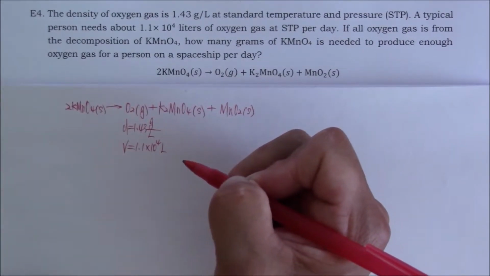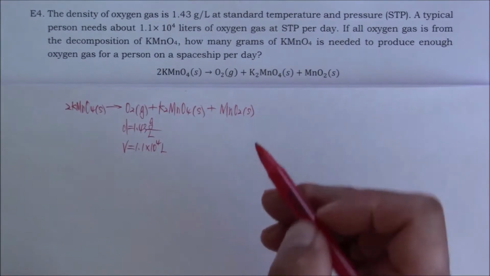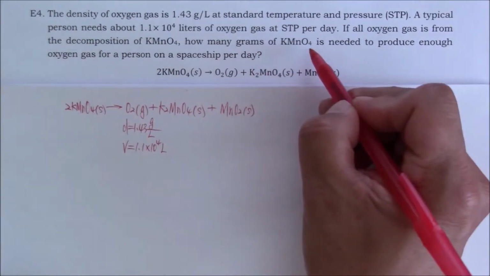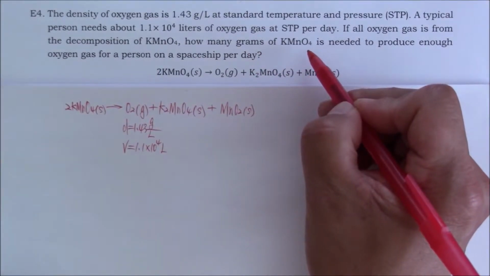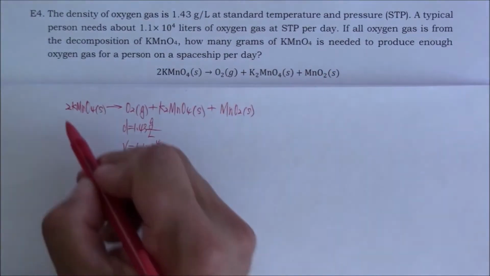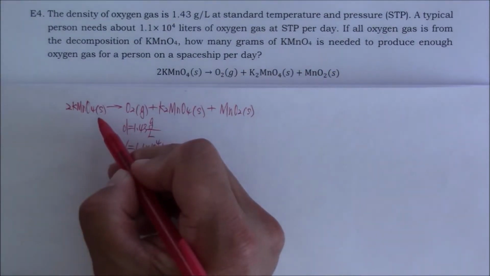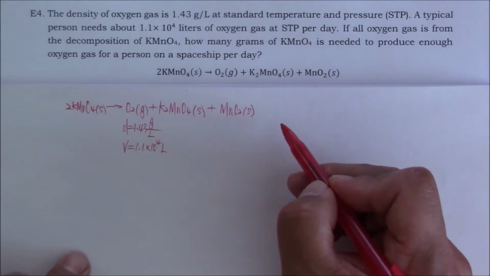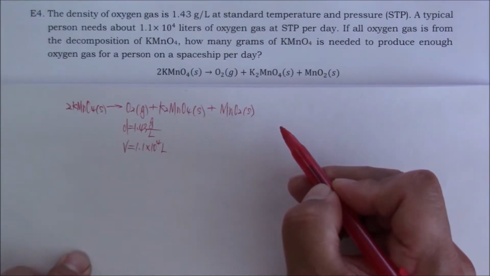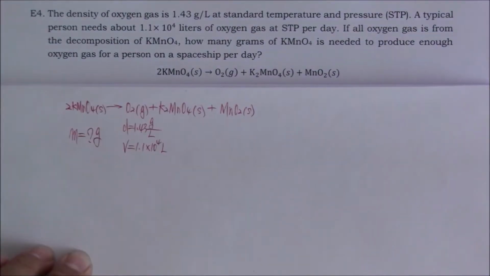Then, let's write down what we're looking for. We're looking for the grams of potassium permanganate. Therefore, I have to put down the question mark below potassium permanganate under the chemical equation. I cannot put the question mark somewhere else. Well, this is the summary of our problem.